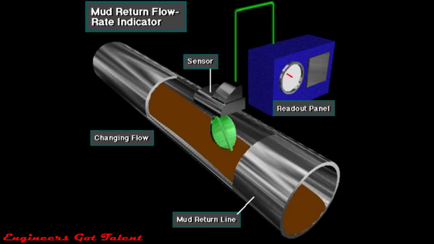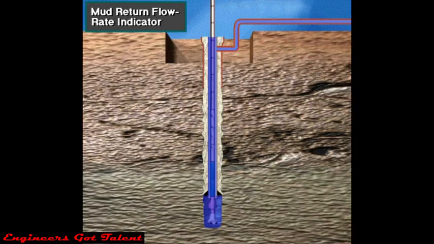However, when the return flow rate changes, increases or decreases, the paddle's motion also changes. This change in paddle motion sends a signal to the driller's readout and sounds or illuminates an alarm. A change in the return flow rate of the mud may indicate one of two things.